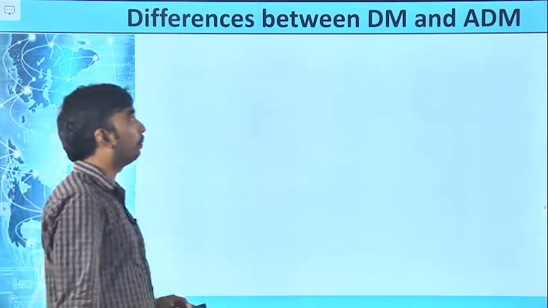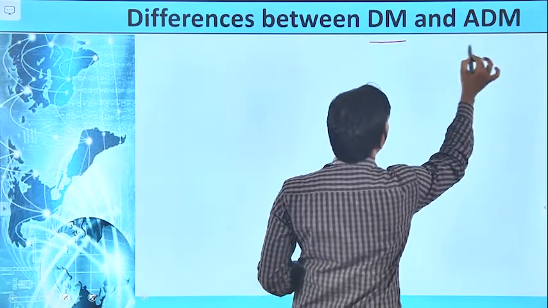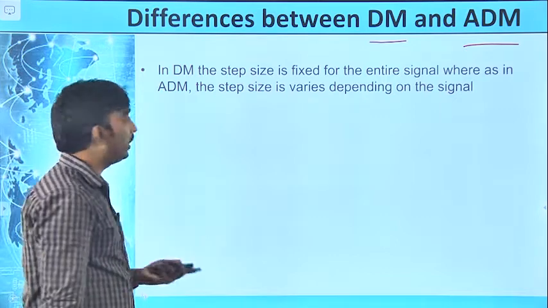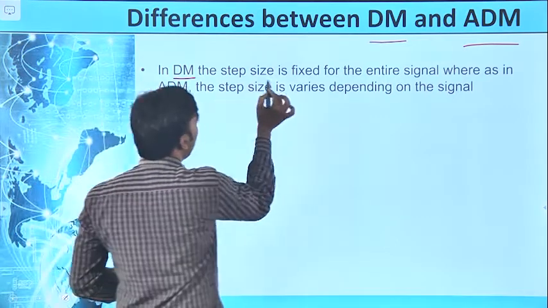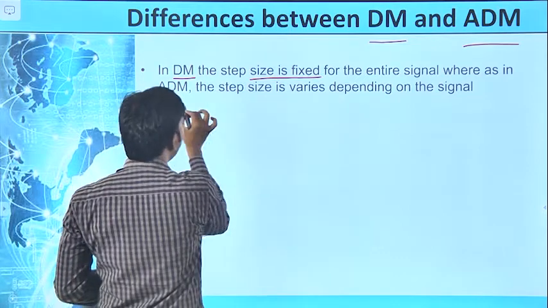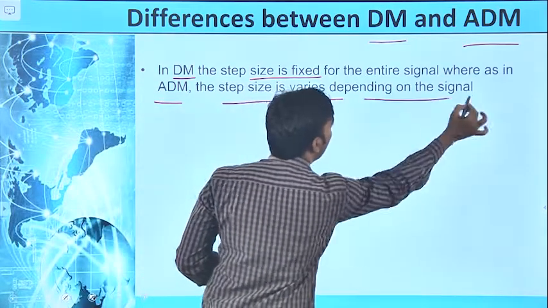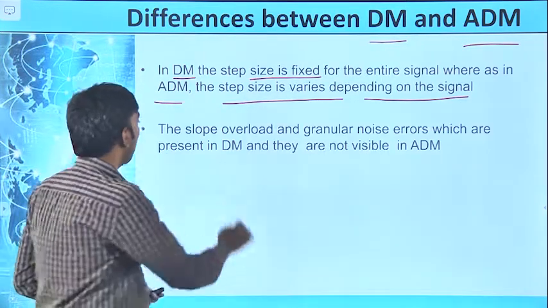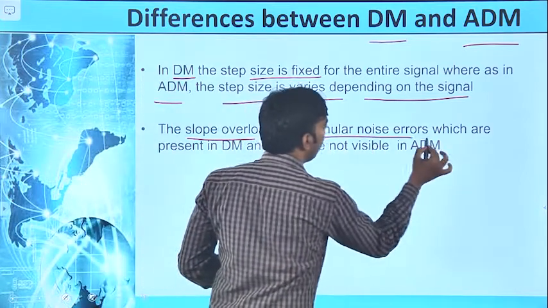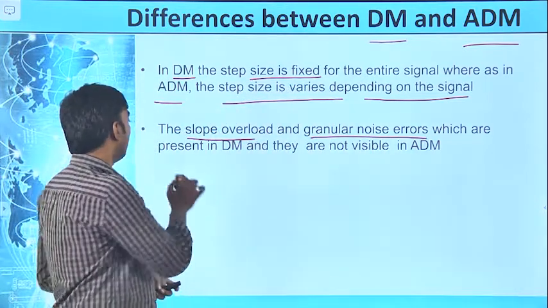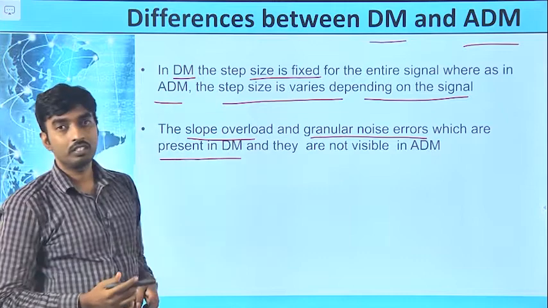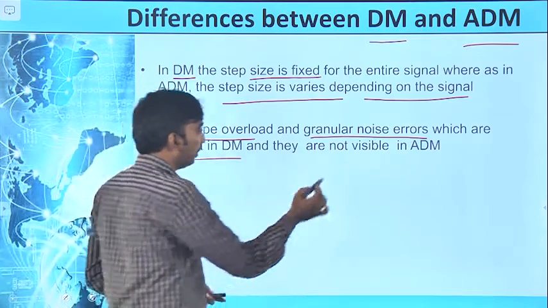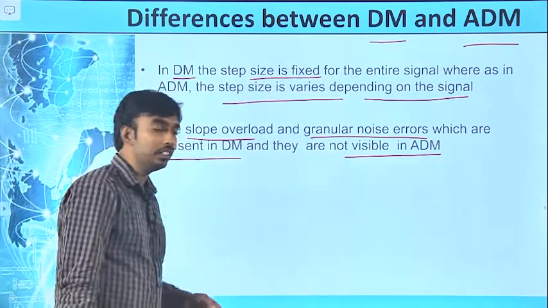What are the differences between the delta modulation and adaptive delta modulation? The first difference is the step size is fixed in delta modulation, whereas in ADM the step size varies depending on the signal, right? Slope overload distortion and granular noise are present in the DM, which are not present in the adaptive delta. We can overcome these errors in the adaptive delta modulation. They are not visible in the ADM.